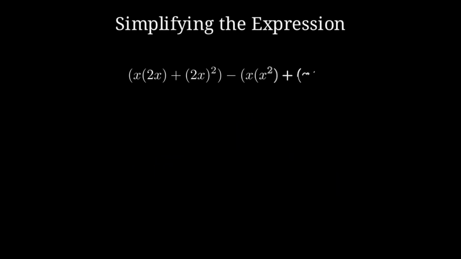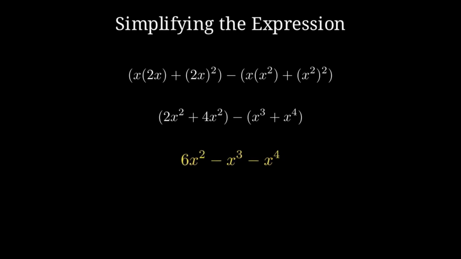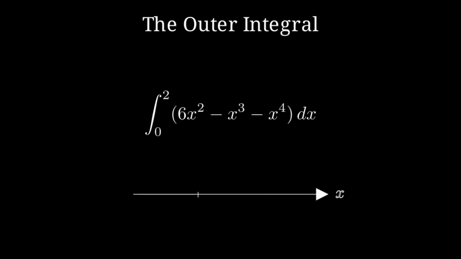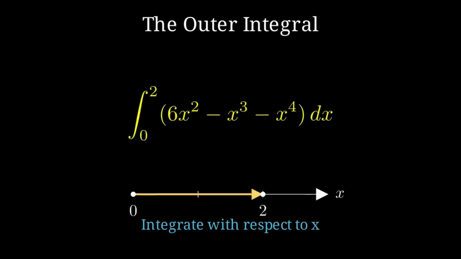After substituting the limits, we simplify the algebraic expression. Multiplying the terms gives us 2x squared plus 4x squared minus the quantity x cubed plus x to the fourth. This simplifies to 6x squared minus x cubed minus x to the fourth. The final step is to integrate this resulting single variable function with respect to x over the interval from 0 to 2. This represents summing all the vertical slices across the width of the region.